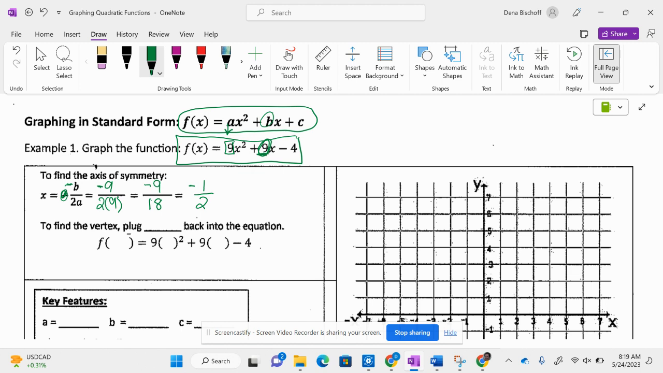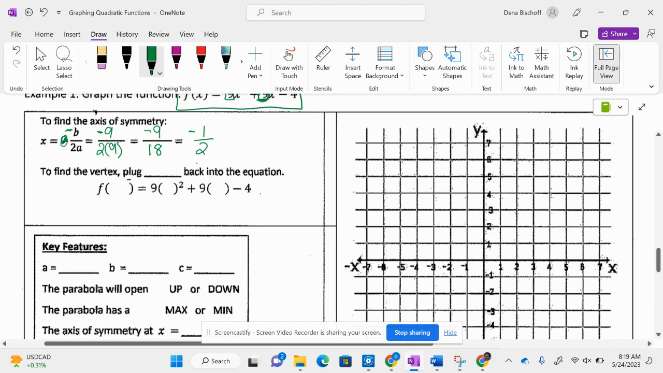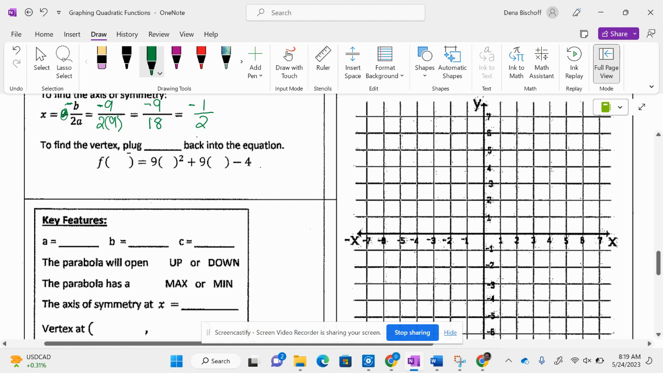So that's the first thing I'm going to do. I'm going to go to my graph, and I'm going to go to where x is negative 1/2, which is right here, and I'm going to draw my dashed line. You should also do that. Graph your axis of symmetry.